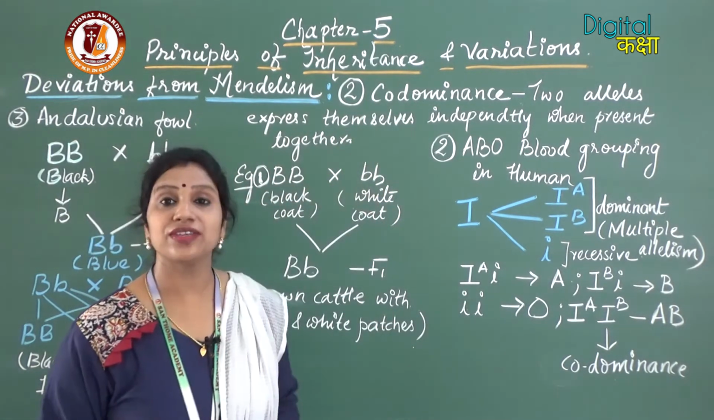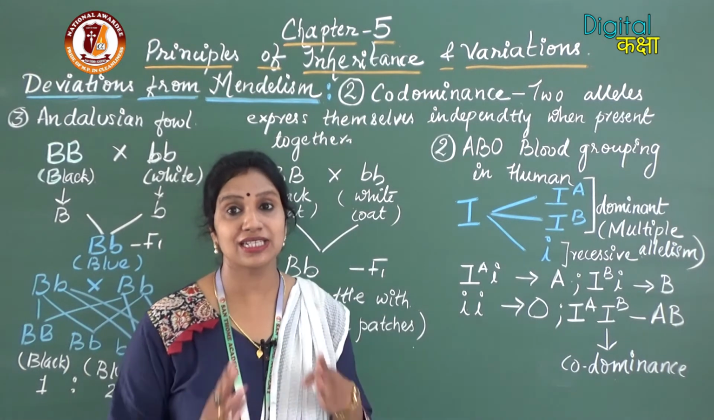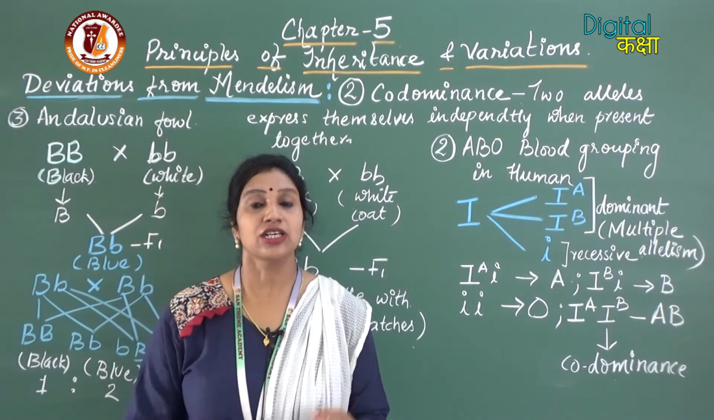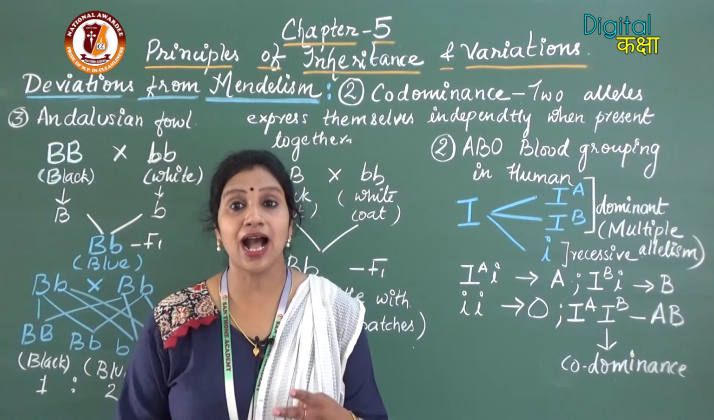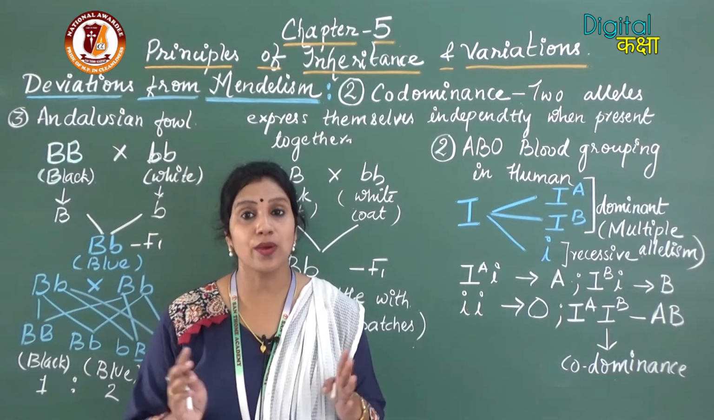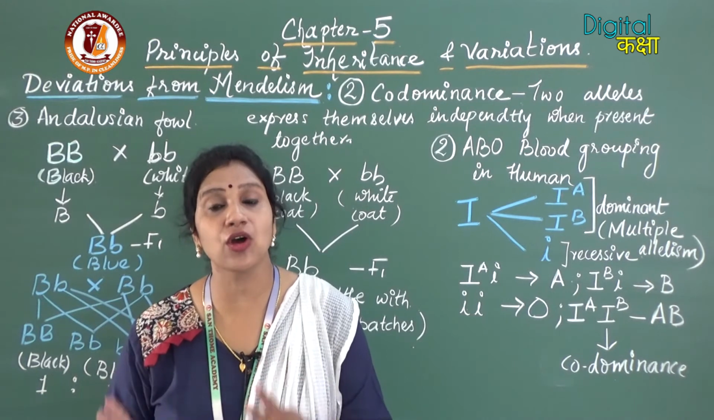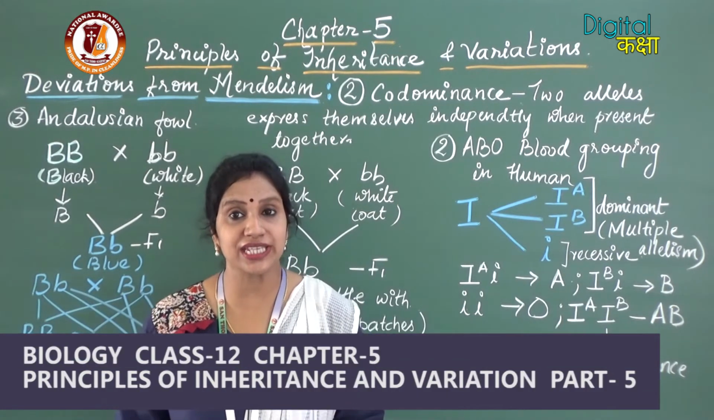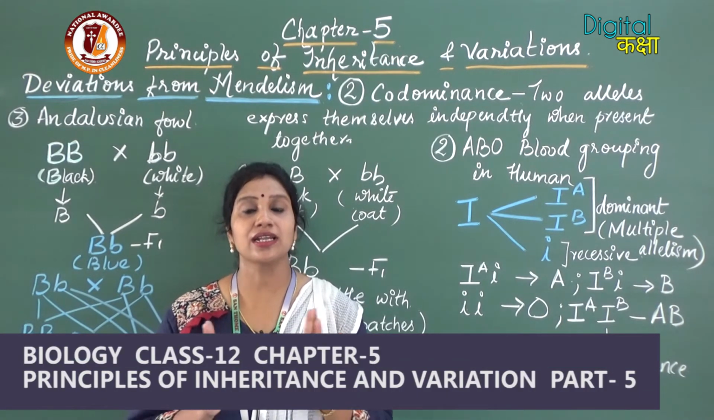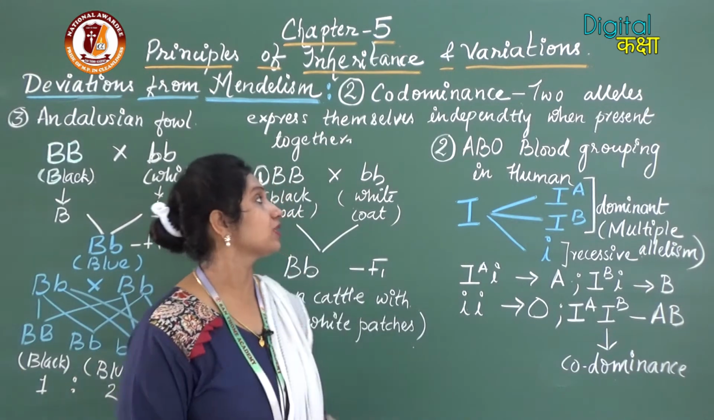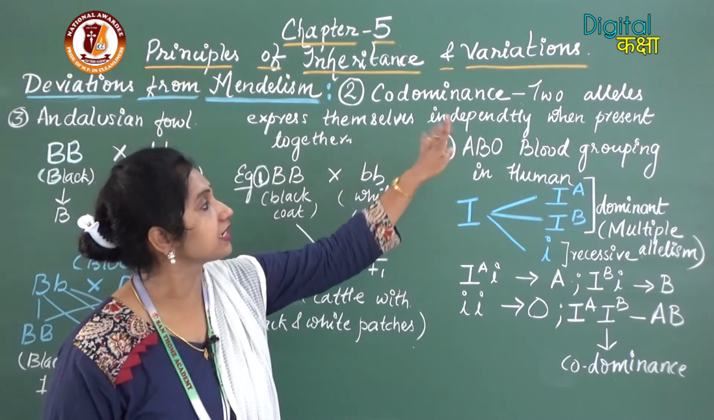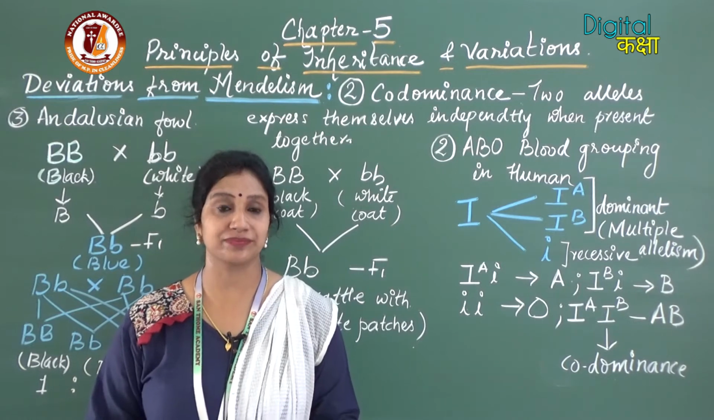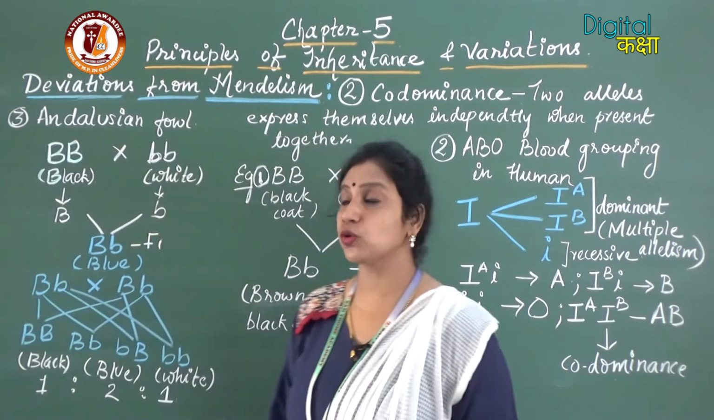The second type of deviation is codominance. As the name indicates, co means together, dominance means dominant. So together the two alleles are able to express themselves when they are present together in an organism. That means two alleles can express themselves independently when they are together present in an individual. So that is codominance. Now let us take an example of codominance.